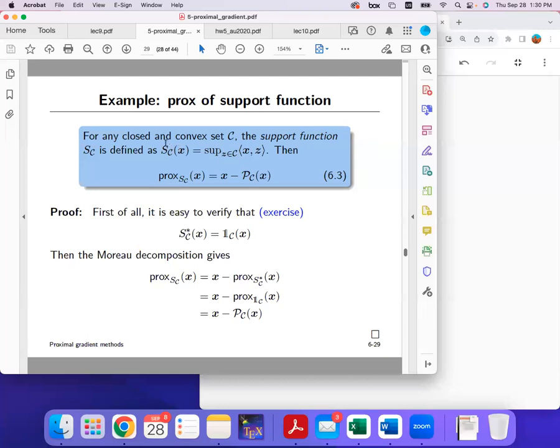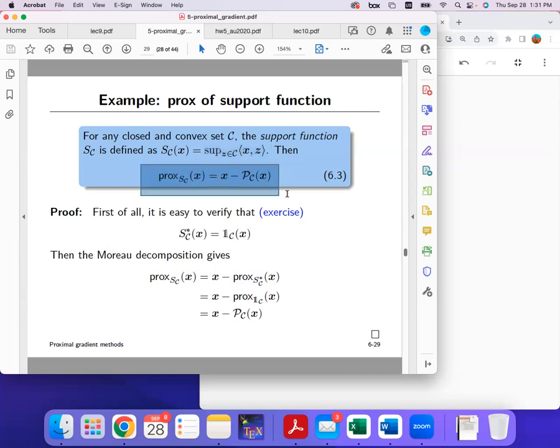Good. So the function value is the supremum value, the maximum correlation value that is achieved. Okay. So this is a function. It's a function that depends on your input X and depends on the given convex set C. Okay, and for this function, we can show that its proximal mapping is given as follows.